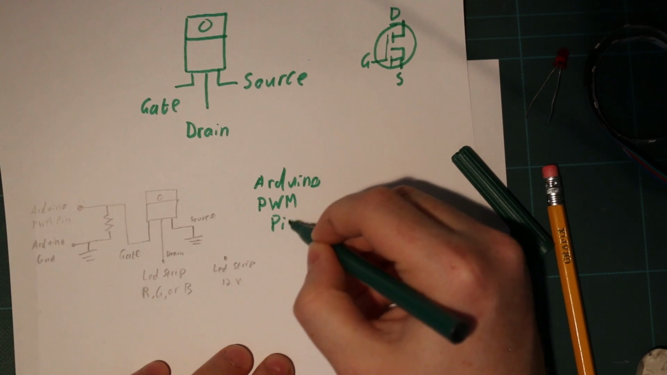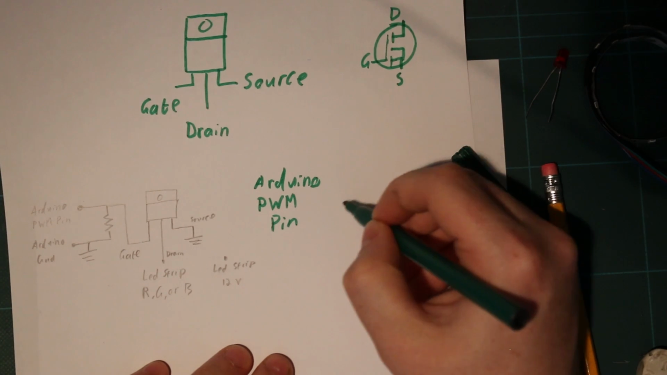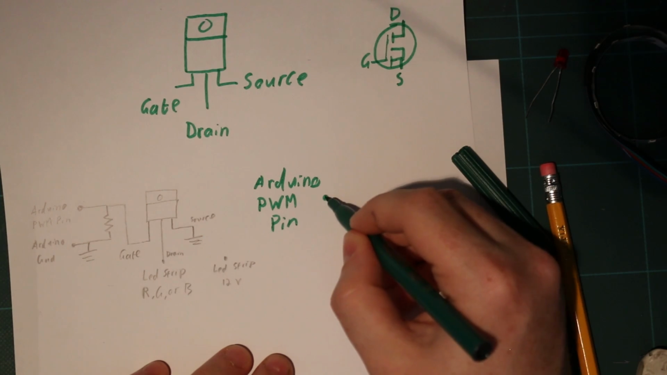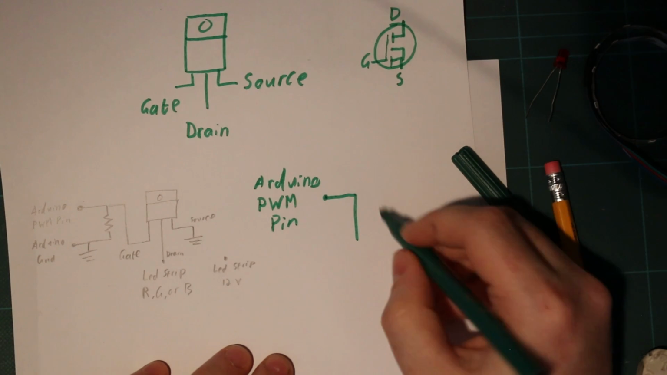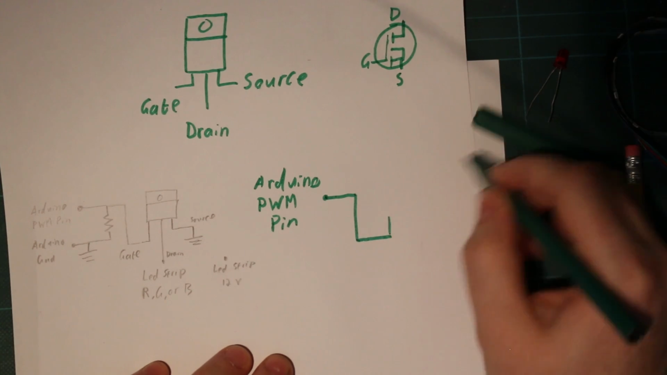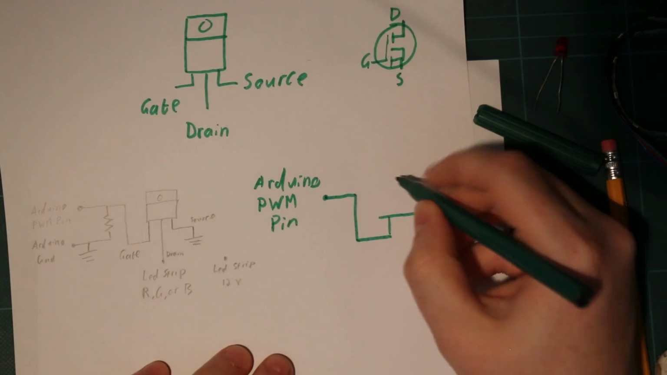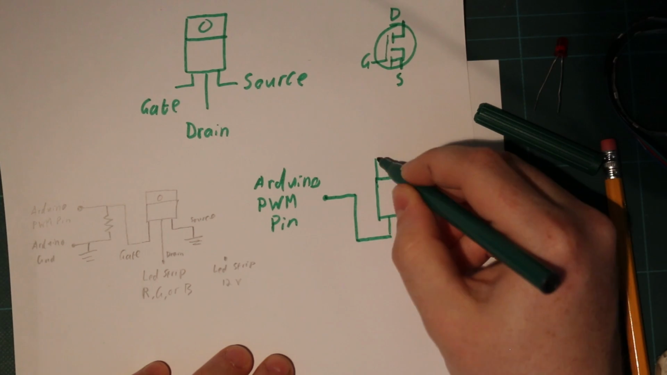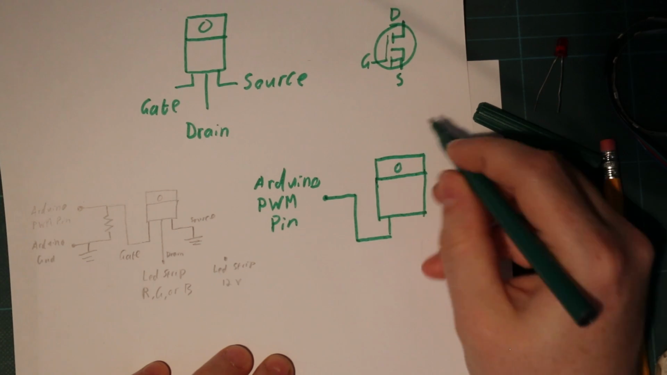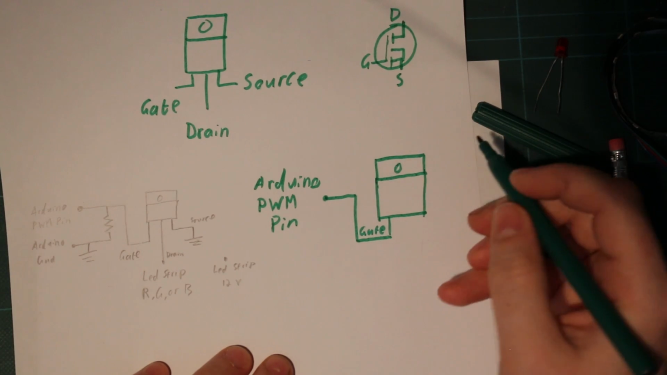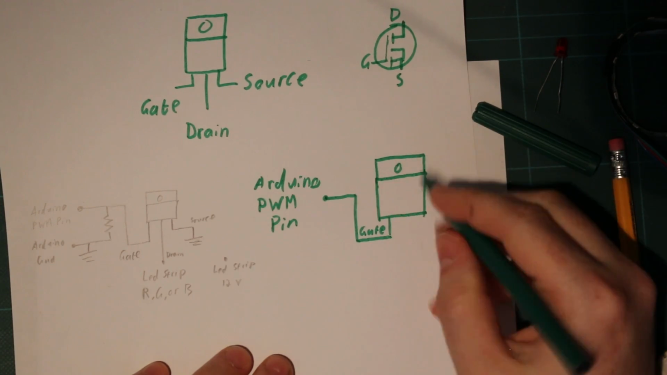PWM pins. This is the same pin we were using to control it earlier. Now we'll have that connect to the gate of our MOSFET. So that's our gate.